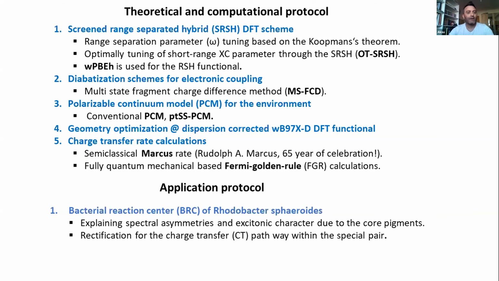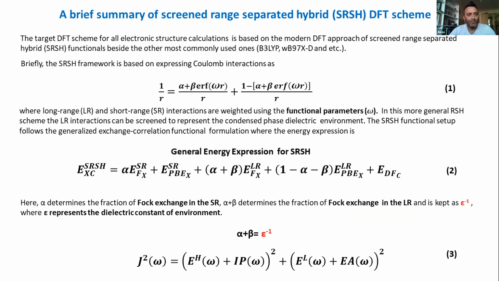But okay, I would like to give you a brief summary of what the SRSH is. As you see, equation 1 here shows a general expression of the Coulomb interaction, and this is the RSH-type definition of the Coulomb interaction. And as we know, hybrid functionals combine semi-local density functionals as well as the exact exchange interaction. That's why it's called a hybrid functional.